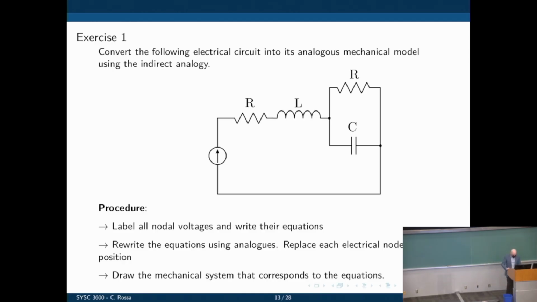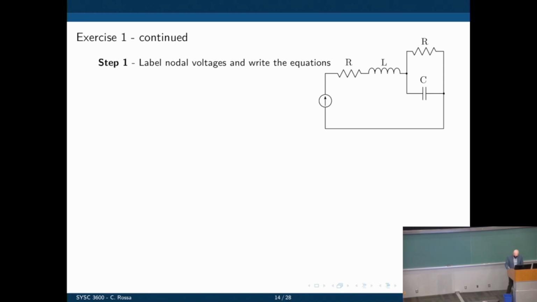So here is the procedure: label all nodal voltages and write their equations. Rewrite the equations using the analog mechanical systems and mechanical components, and then draw the equivalent system that corresponds to the equation. So let's do that. To start, the question specifies that we want to use the indirect analogy, which makes more sense for this circuit because we can use the nodal equations instead of the loop equations. So the first thing is to identify the nodes and write the equations for them. Which nodes are we going to define here?